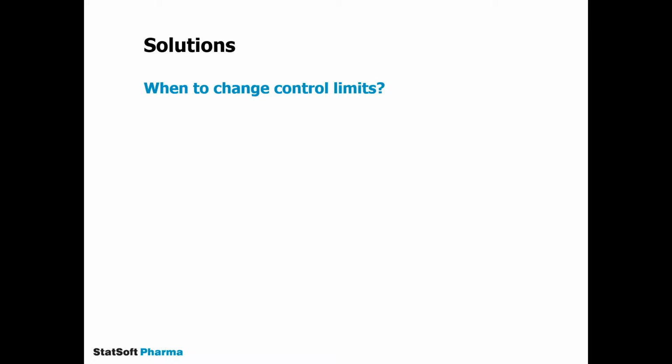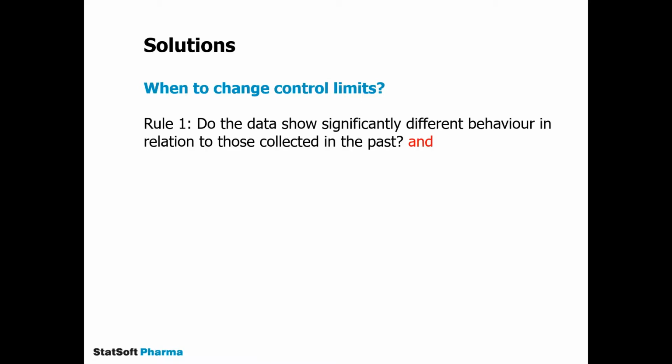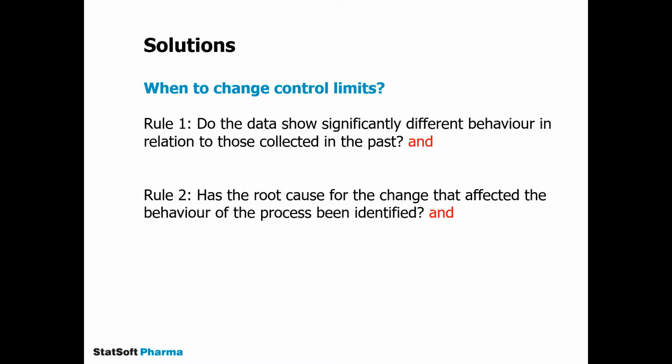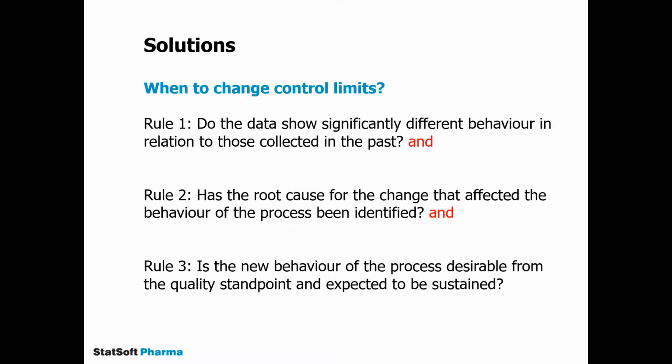So when to change control limits? For instance, by answering yes to the following questions. Do the data show significantly different behavior in relation to those collected in the past? And has the root cause for the change that affected the behavior of the process been identified? And rule number 3, is the new behavior of the process desirable from the quality standpoint and expected to be sustained?